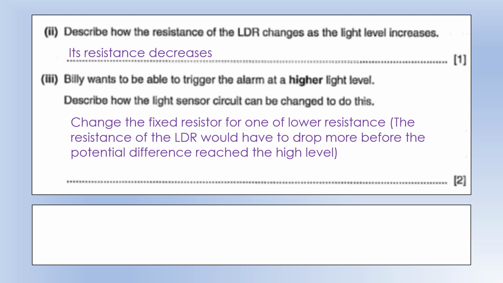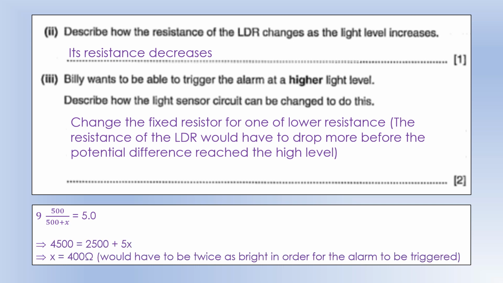And if we do that, the resistance of the LDR would have to drop more before the potential difference reaches the high level. And if you want to see how that works, all I'm going to do is say we're still going to trigger it to high at the same voltage. So whatever the fixed resistor's resistance is, it's still going to trigger at 5. So what I've done is I'm finding what resistance the LDR would have to be in order to trigger it with now a new fixed resistance value of 500. And once I solve this, we can see that X is 400.